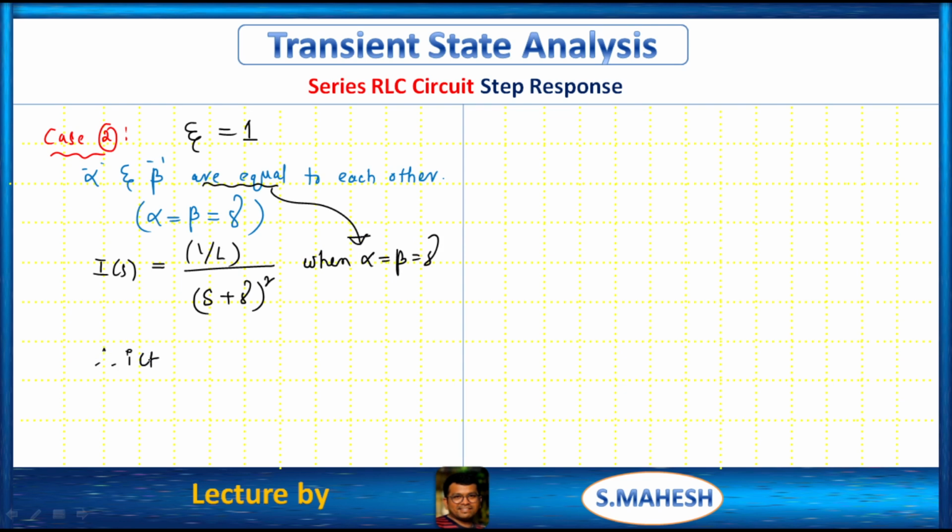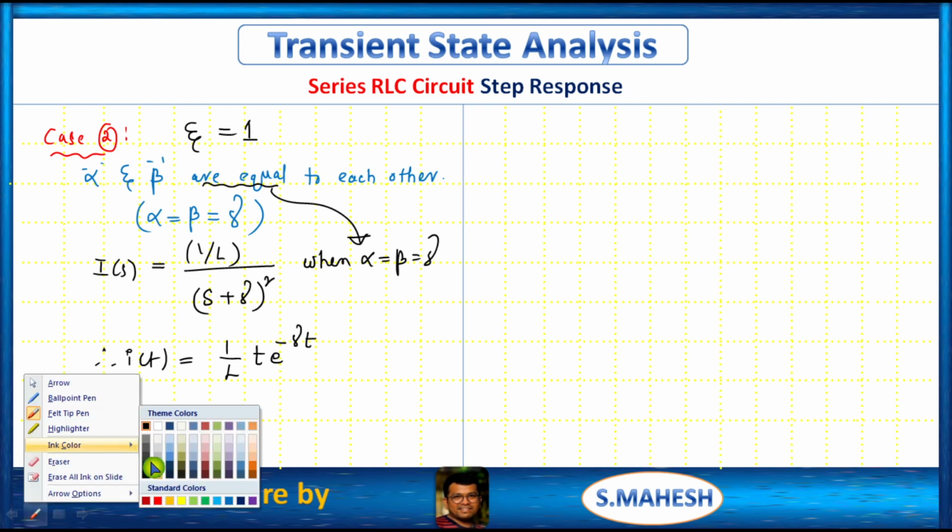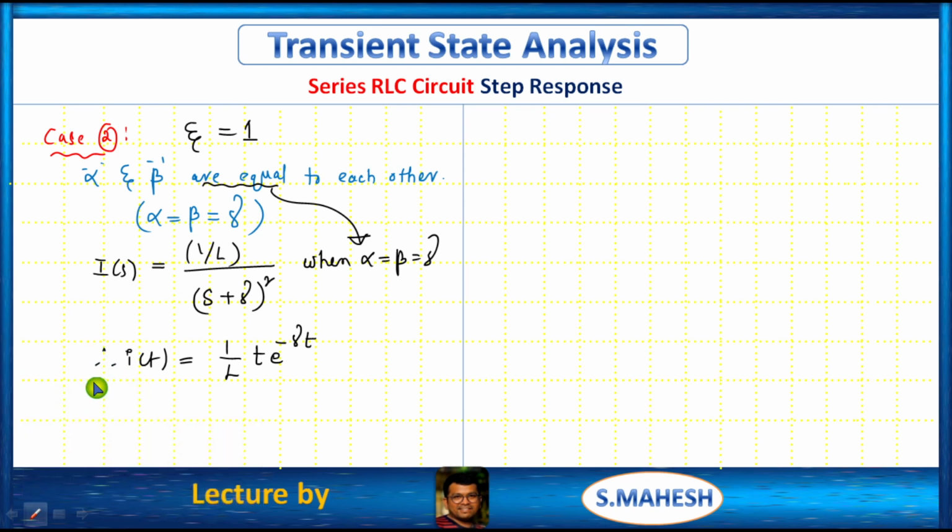Therefore from this, I of t is what? Simple, 1 by L is a constant. This is t into e power minus gamma t. That's it. This is the response for this case 2. Now we have to consider one example to verify the nature of the poles. What is the nature? Both are equal. Let us consider an example.